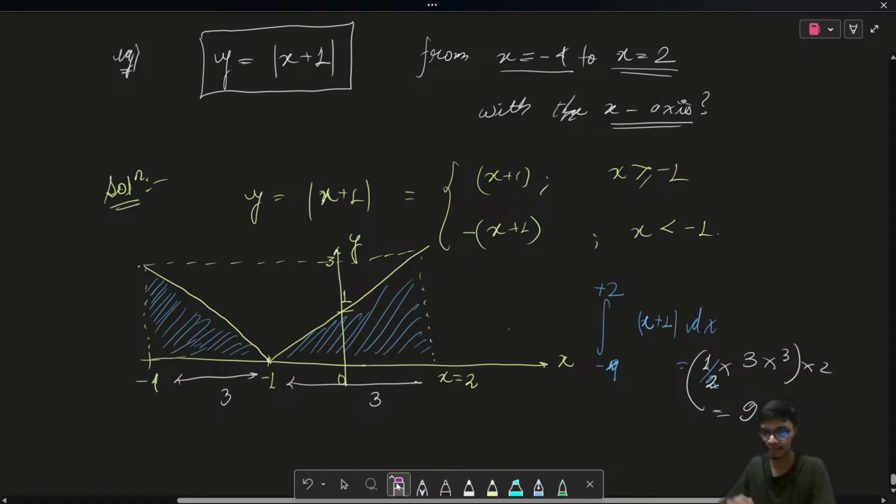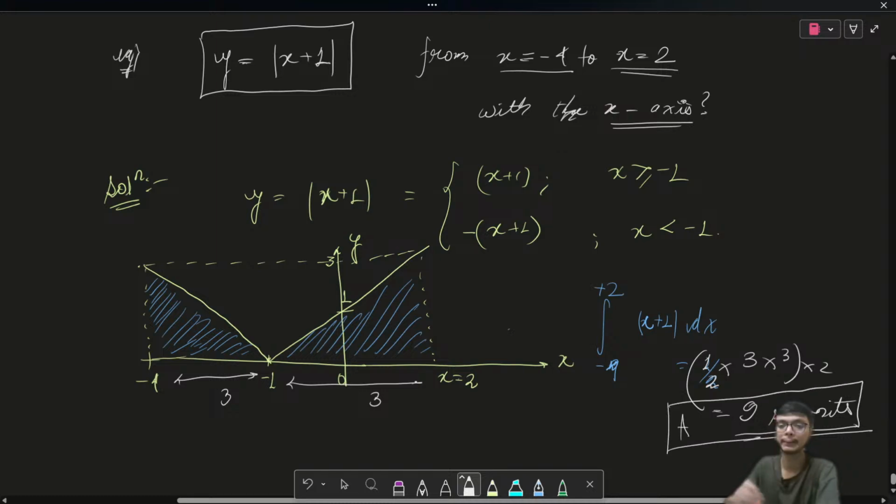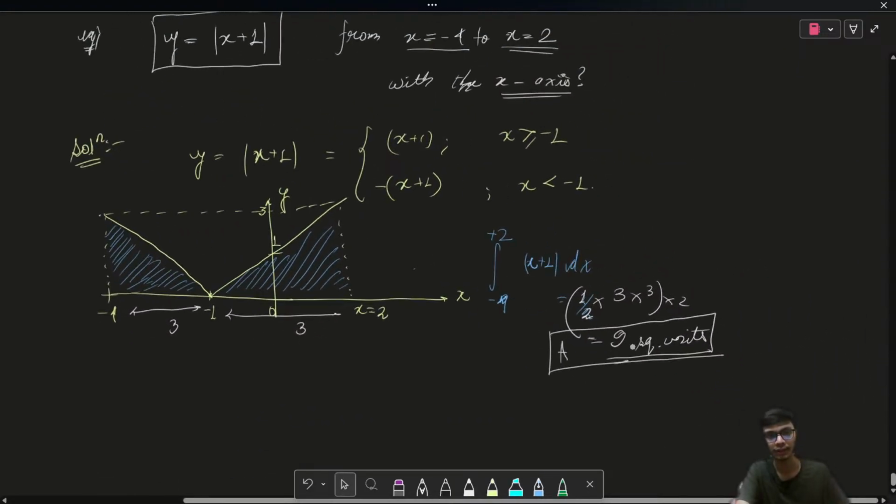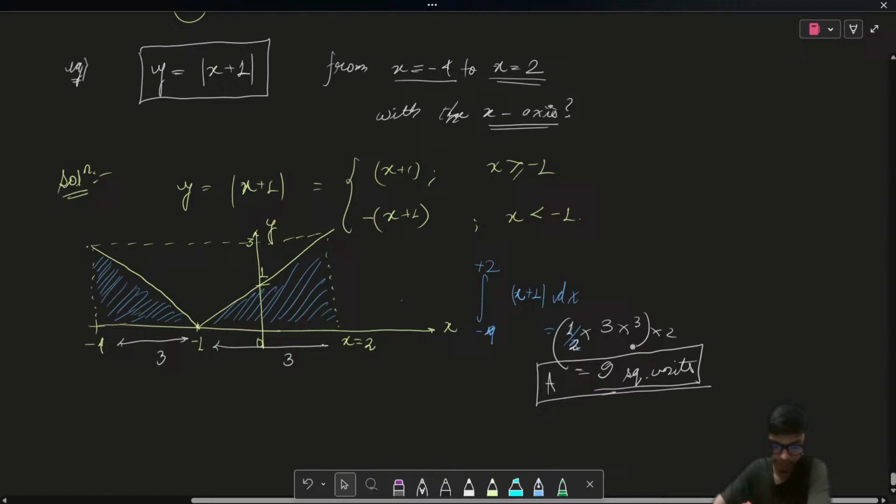And whenever you are writing this answer, especially for board examination, please write it completely. Otherwise, teachers tend to deduct your marks, because when you are asked about area, the units should also be mentioned over there, right? So please write your area answer carefully so that teachers cannot deduct any marks. Okay, I hope this question is clear. Is this question clear to all of you?